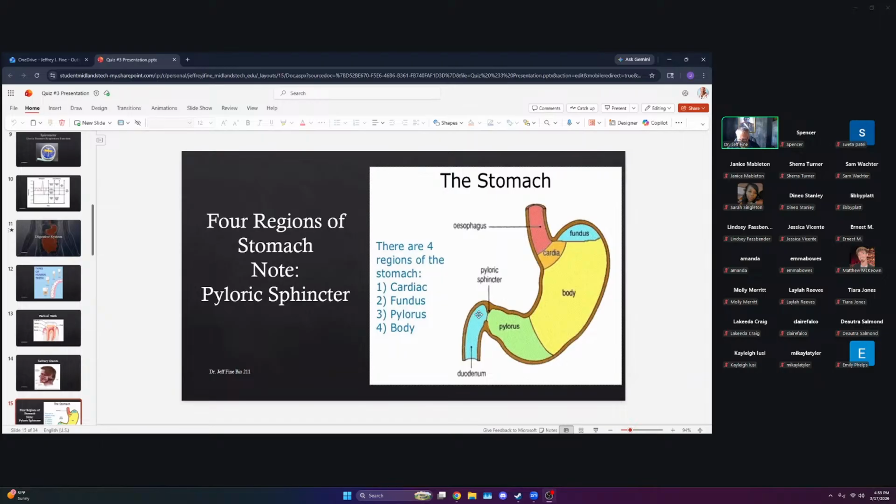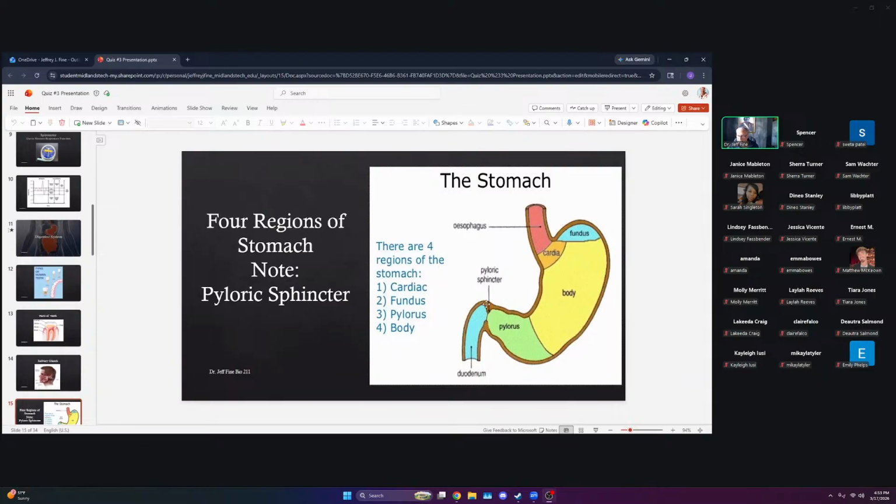Okay, so for your lab quiz related to the stomach, I would definitely be familiar with both the fundus and the pylorus. For the lab quiz, specifically know that fundus and pylorus, those two regions. And we'll be talking more about the pylorus as we progress in lecture on Thursday.